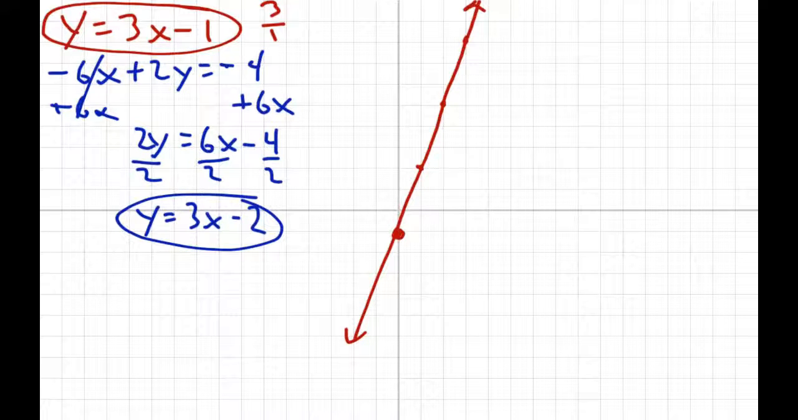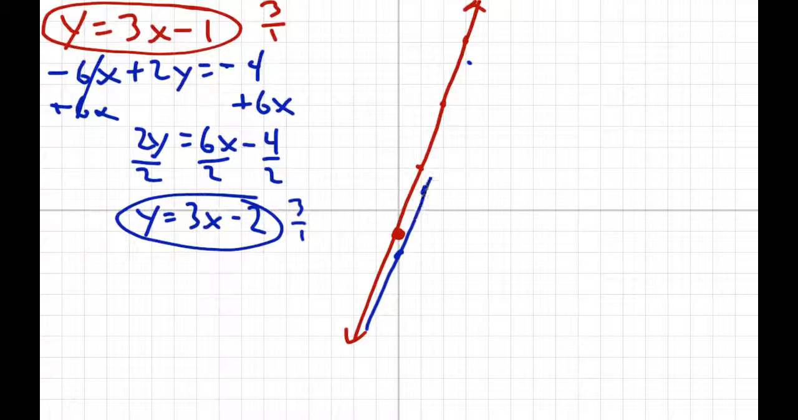Alright, now y equals 3x minus 2. My y-intercept is at negative 2. And my slope is 3, which is 3 over 1. So rise 3, run 1. Rise 3, run 1. Rise 3, run 1.